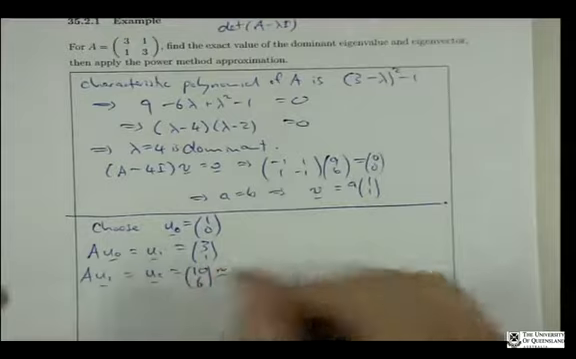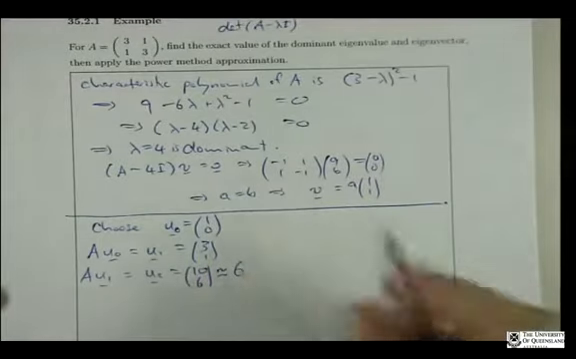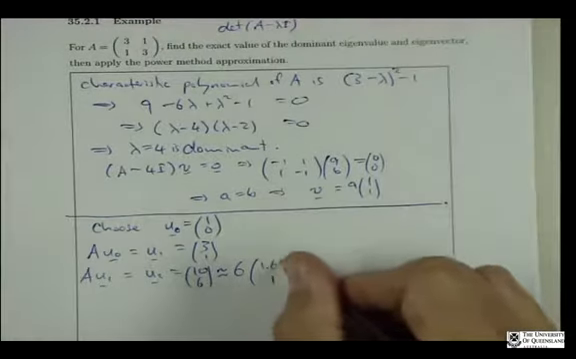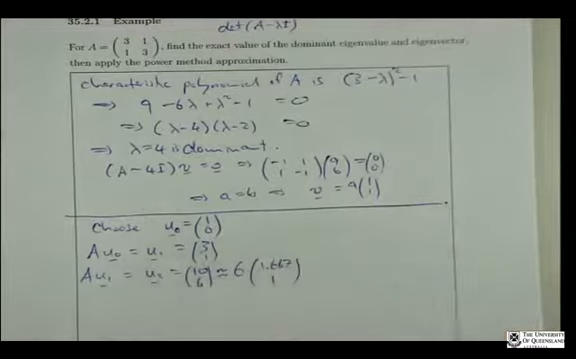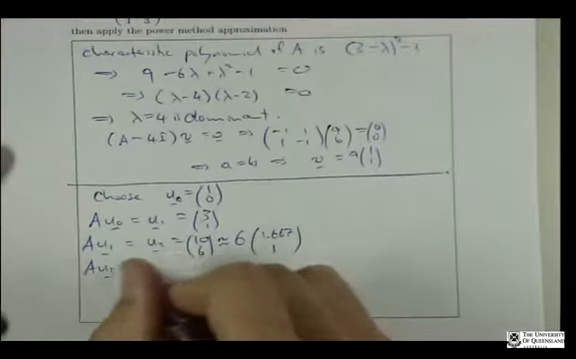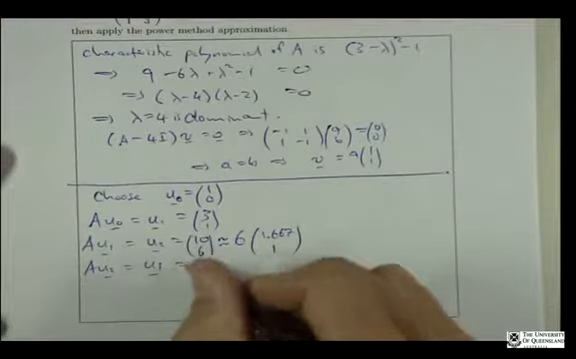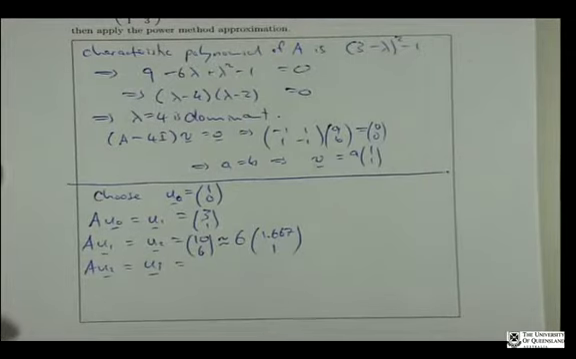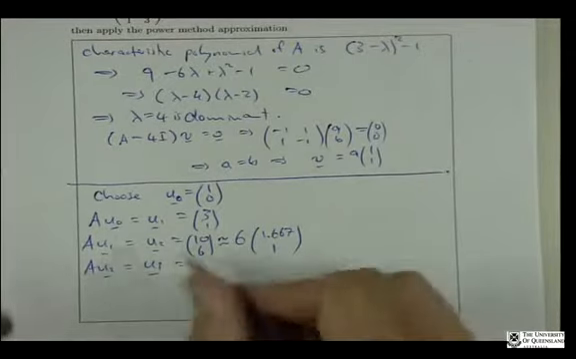I can actually write this as approximately 6 multiplying 1 in the second entry, and about 1.667 or so in the first. You get the idea, right? You see how this sequence of vectors is being generated. It's a very, very simple algorithm to implement.